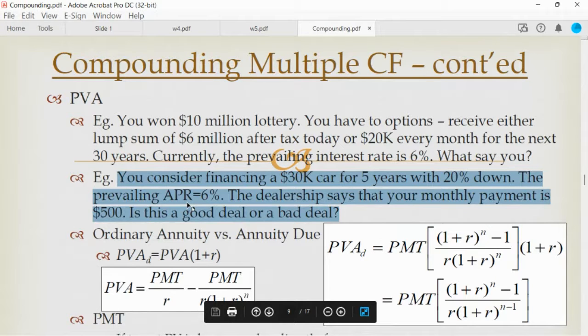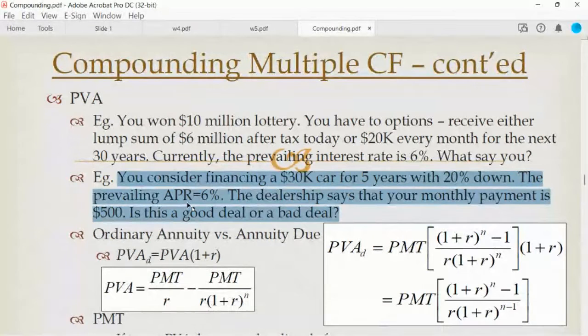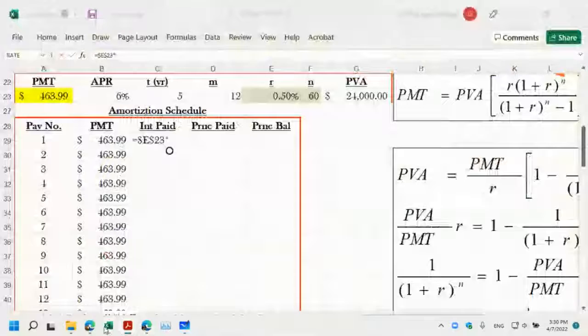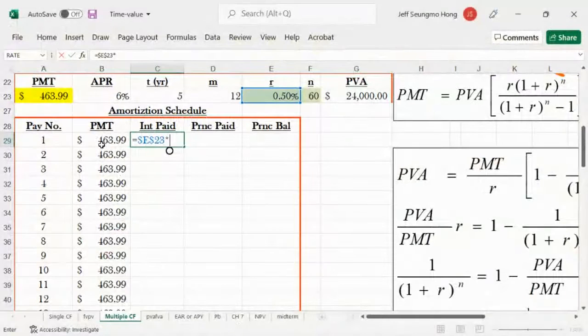You're buying a car, right? The price of the car is $30,000, but you made a 20% down payment, which is $6,000. So the financed amount is $24K. And you try to find the correct monthly payment. So you found the correct monthly payment, which is what? $463.99.